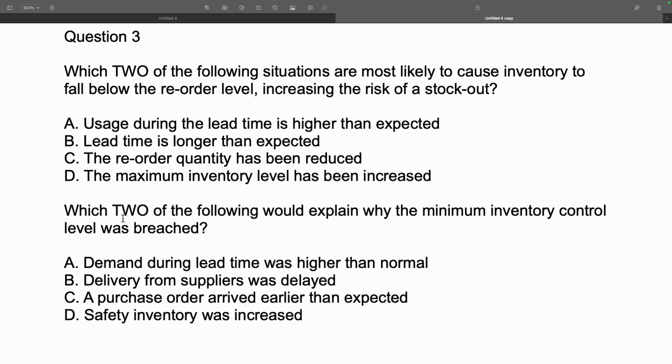Which 2 of the following situations are most likely to cause inventory to fall below reorder level? So here, when you talk about the item that causes the reorder level, you do need to recall the formula. What's the formula? Hopefully you remember the formula for reorder level. Can you write down the formula?